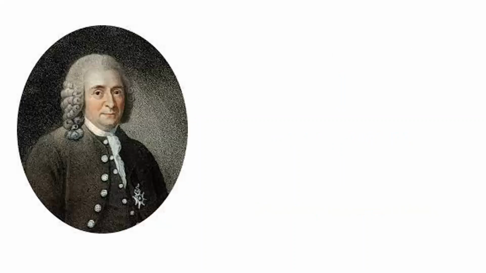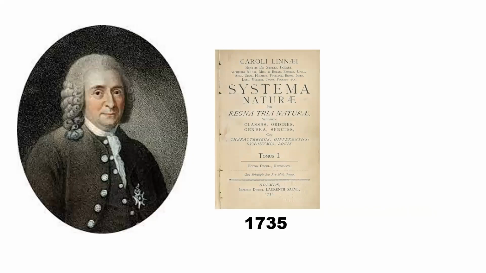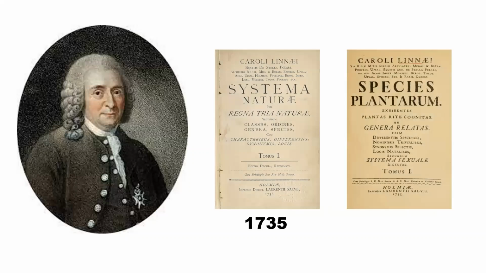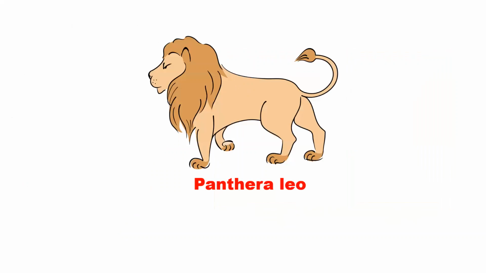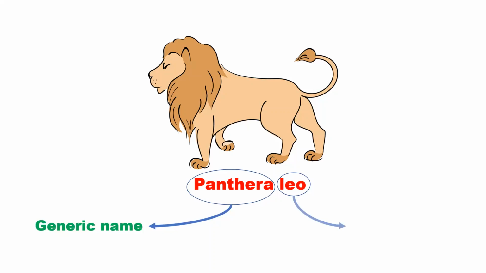The formal introduction of the system of naming species is credited to Carl Linnaeus. This was mentioned in his book Systema Naturae in 1735, and later in his work Species Plantarum in 1753. Binomial nomenclature means a two-term naming system, or the name has two parts. The first part is called the generic name, and the second part is called the specific name.